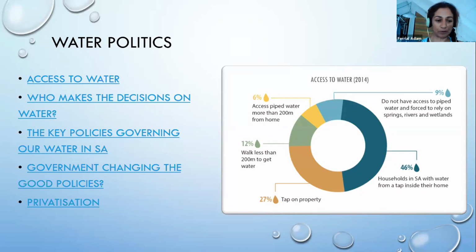So we cover some of those policies, what they each say and how are they relevant, and then how government is changing the good policies as well, because they might have a policy on water, but then they might also have a policy to push coal mining, for example, which uses a lot of water, and how they're moving towards privatization of water. So it's privatization in a different sense.